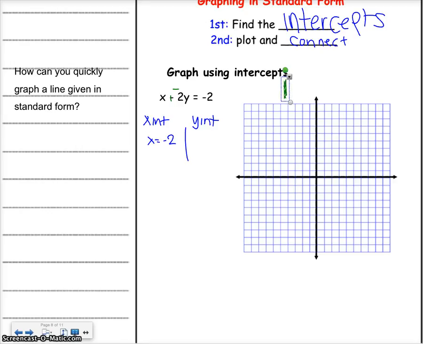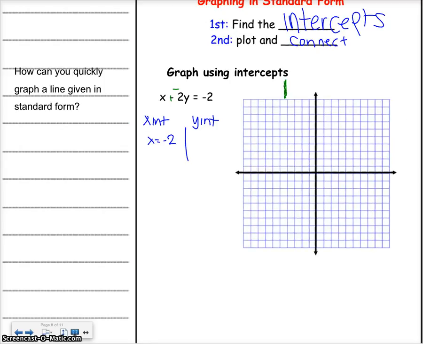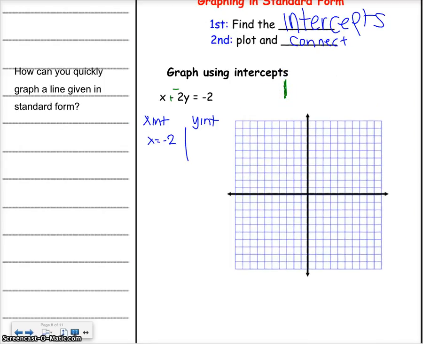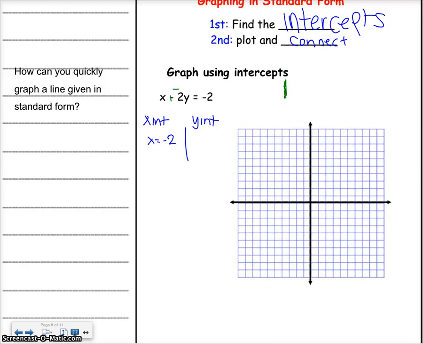So I'm going to get rid of my x. Okay, so if I get rid of my x term, I have negative 2y equals negative 2. Y is a positive 1. Negative 2 divided by negative 2, positive 1.